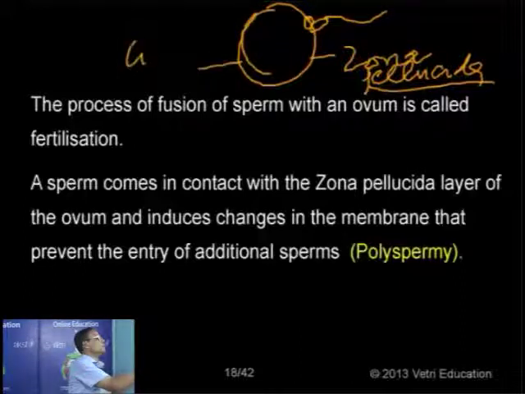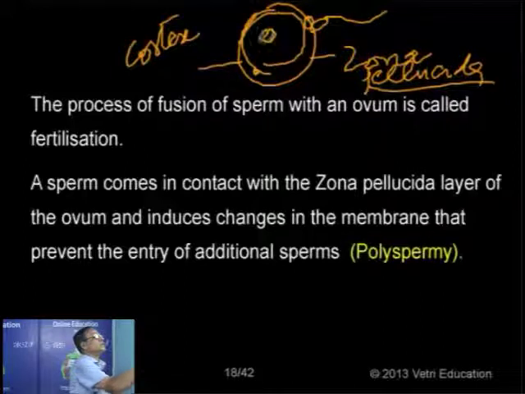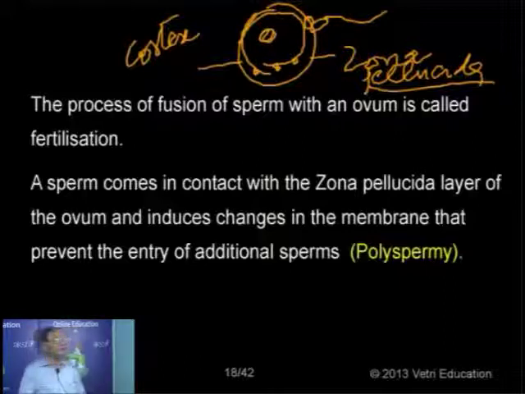This one we call the cortex. In the cortex are found some granules. Here is the nucleus. Here the granules are formed. They are called the cortical granules. These granules contain some substances.